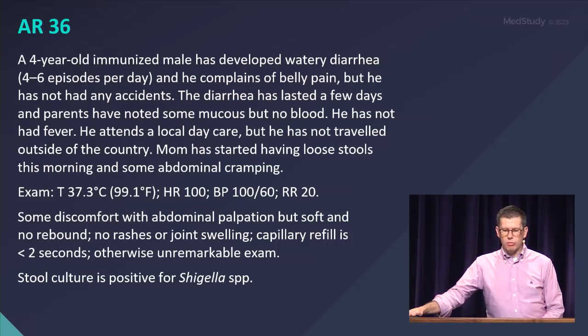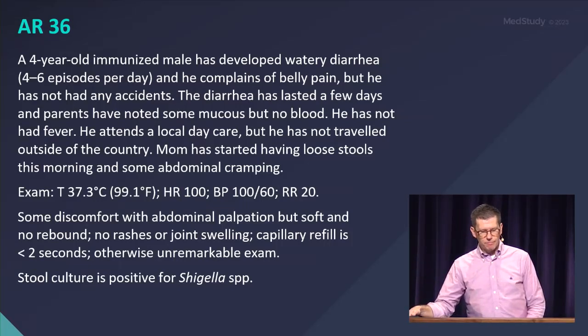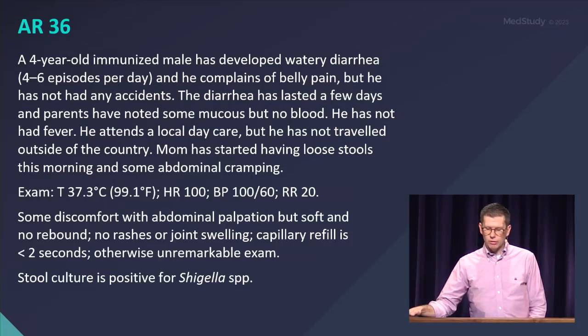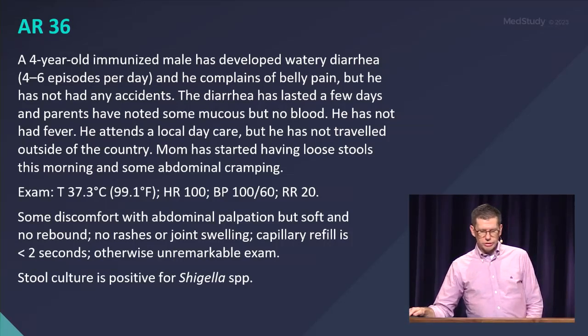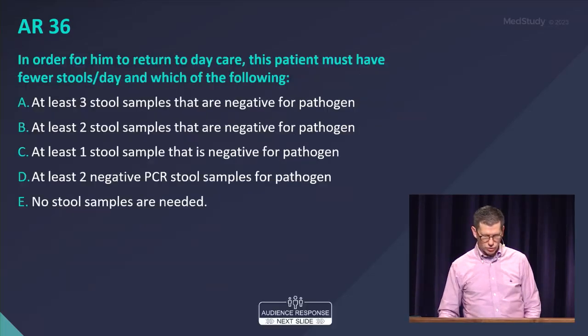Temperature on exam is 99.1, heart rate 100, blood pressure 100/60, and respirations 20. There's some discomfort with abdominal palpation, but the abdomen is soft and there's no rebound. He has no rashes or joint swelling. The cap refill is less than 2 seconds, otherwise unremarkable. The stool culture is positive for Shigella. So they give you the diagnosis, so then what's the question they want to know?